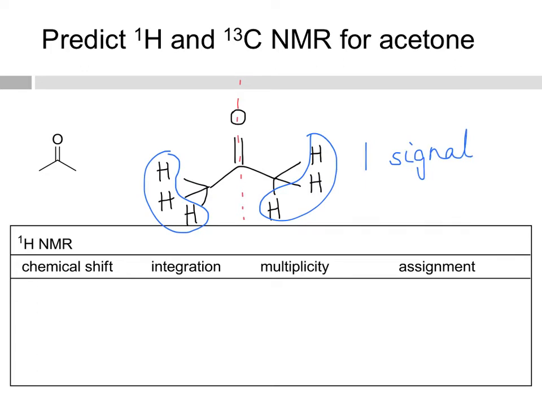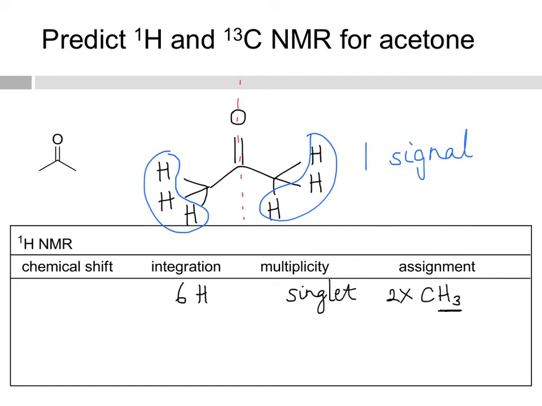So now we can say that we are going to expect one signal that is going to integrate to 6 protons, and if it's equivalent, we know that they're not going to be splitting each other, and so we have a singlet, and the assignment are these methyl protons, so 2 times the methyl protons.